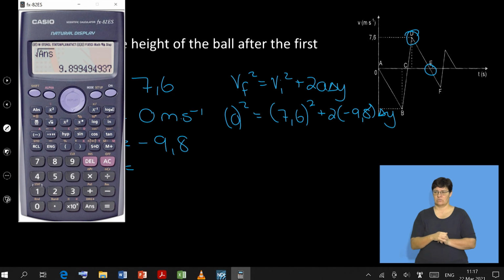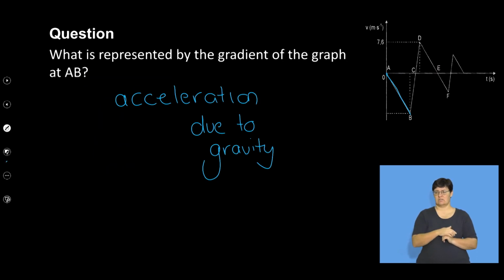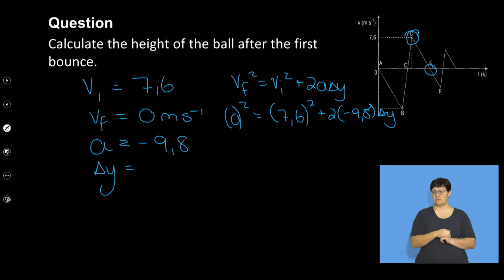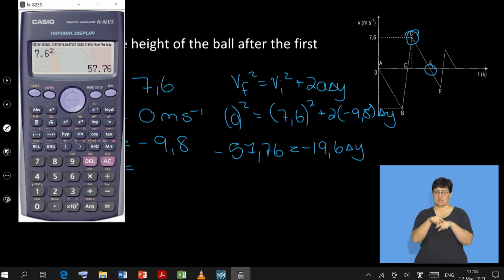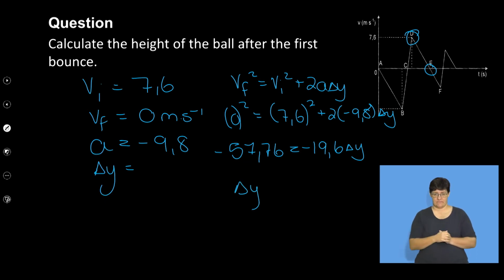So I'm definitely going to need to put this on my calculator. So 7.6 squared, which I'm now going to put onto this side. Maybe I should just pay attention to what my calculator is telling me, because I didn't. Minus 57.76 minus 19.6 delta y. Let's divide by 19.6. And we get 2.95. There we go, nice and simple.